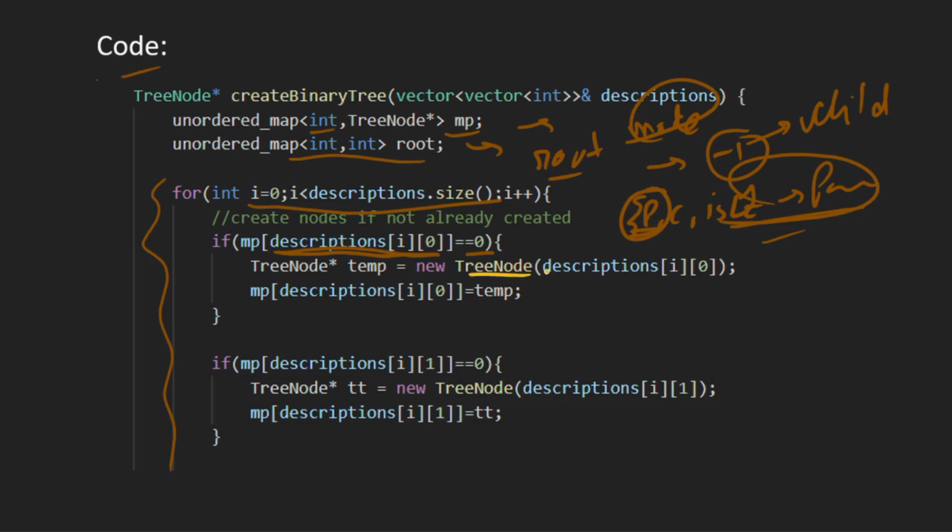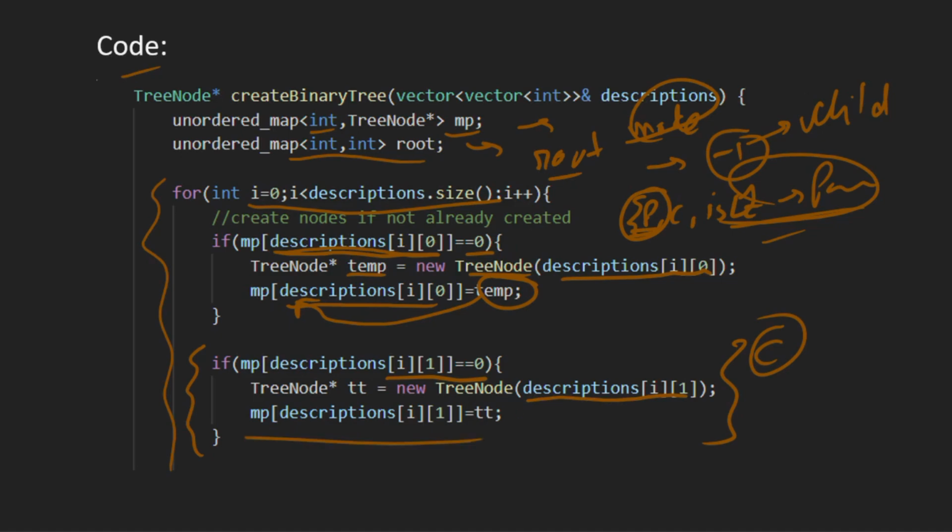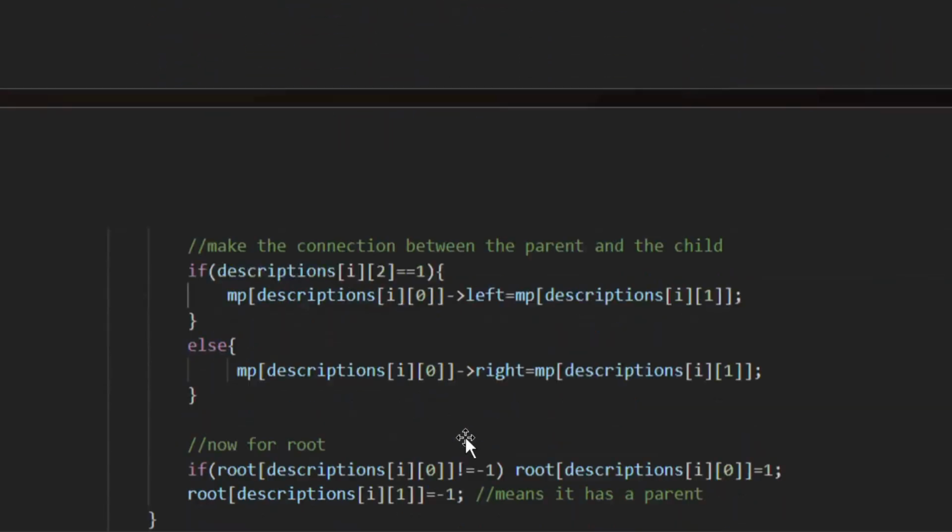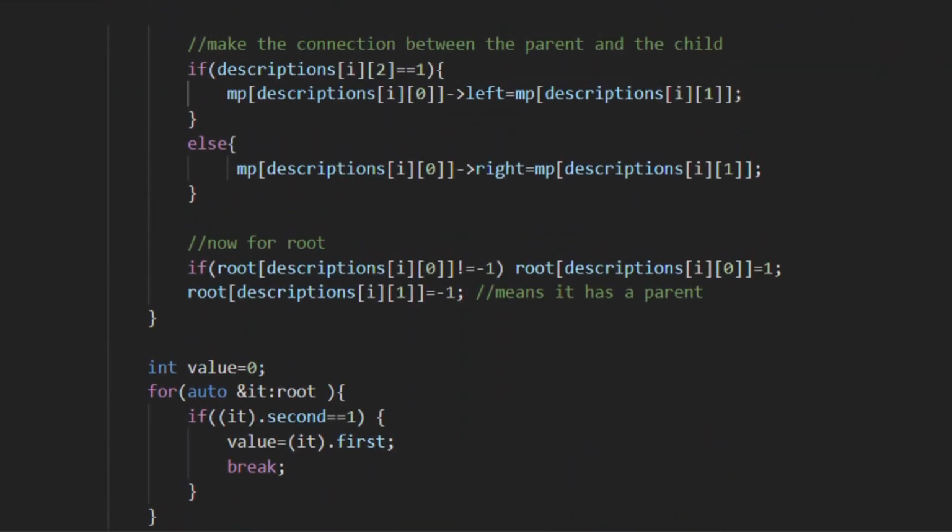Then we create a new tree node for the parent and name it temp, and then we store that node in the map. Similarly we create a new node for child if it is not already created. If it is not already created, then we create a tree node for child and store that tree node also in the map, right? So once we created the parent and child node and stored them in the map, the next thing that we'll do is make the connection between the parent and child node.